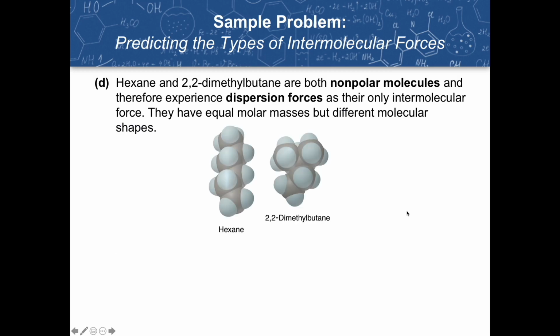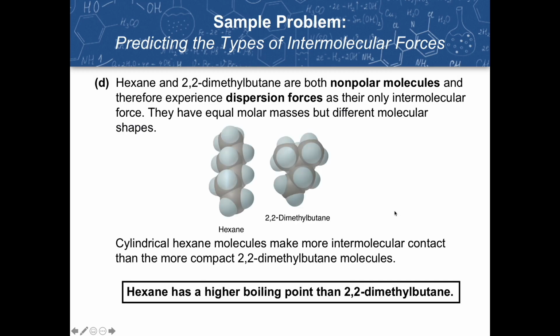And then lastly, hexane and 2,2-dimethylbutane are both nonpolar molecules and therefore experience dispersion forces as their only intermolecular force. They have an equal molar mass but different molecular shapes. Cylindrical hexane molecules make more intermolecular contact than the more compact 2,2-dimethylbutane molecules. Therefore, hexane has a higher boiling point than 2,2-dimethylbutane.